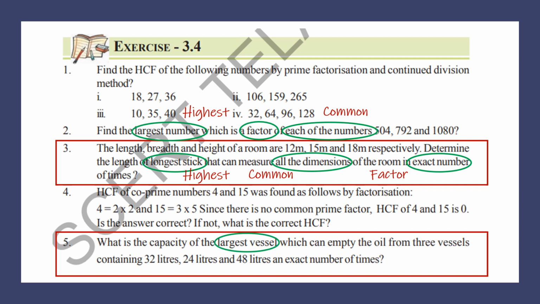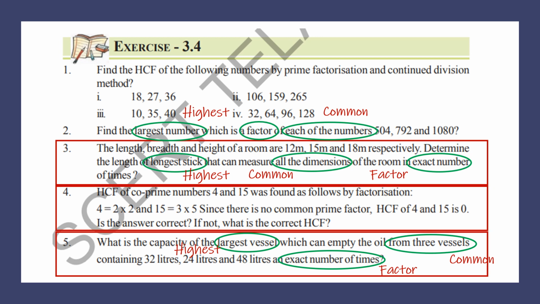Largest vessel, which means we have to find the highest capacity vessel with which I can take out the oil. And what does from the three vessels mean? Means we have to find something which is common for all the three vessels. And what is the final keyword? The final keyword is an exact number of times, which means it should be perfectly divisible. So we have to find the factor. So that is how we find out that we have to find the highest common factor.